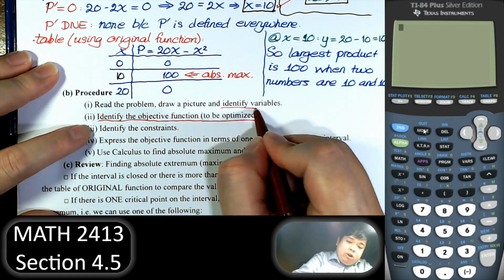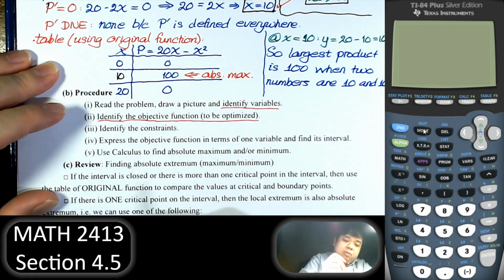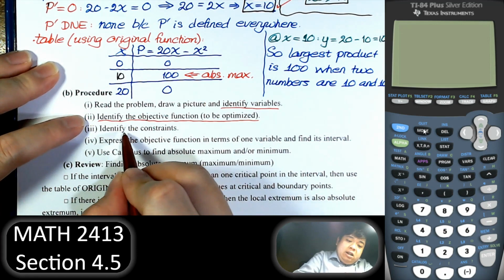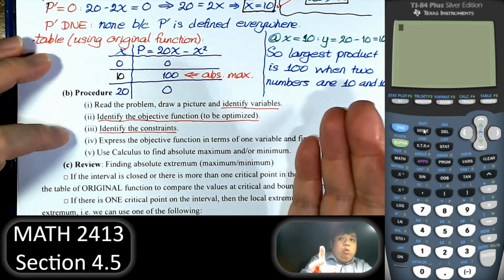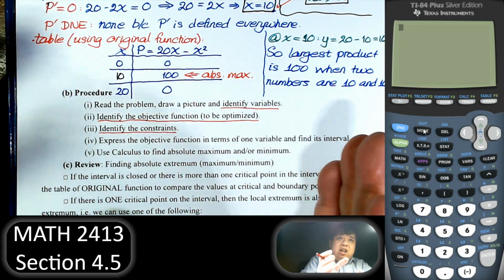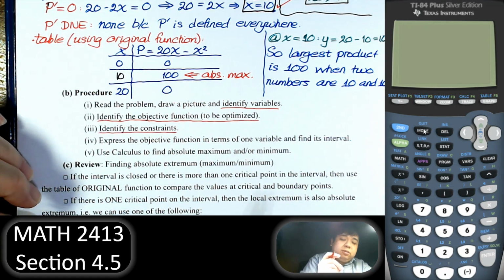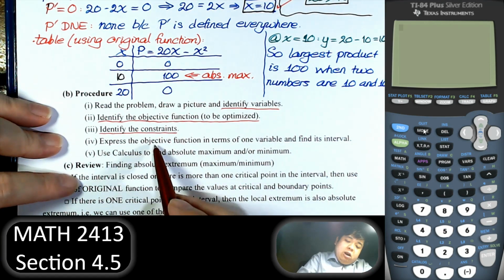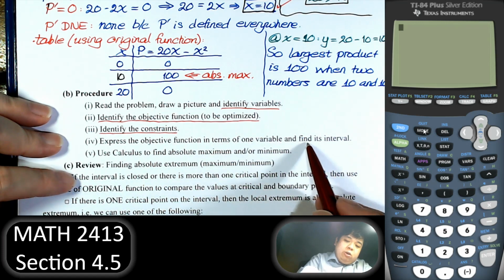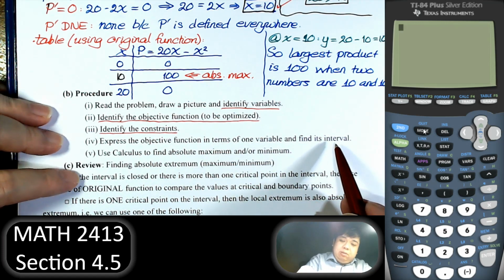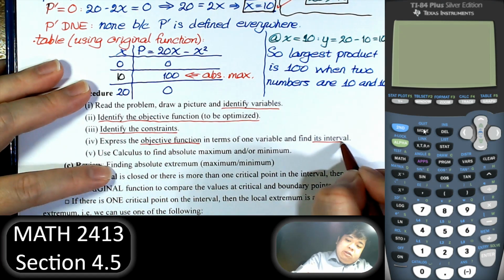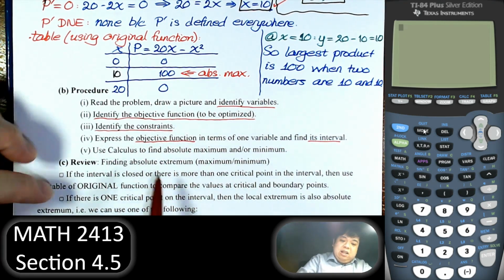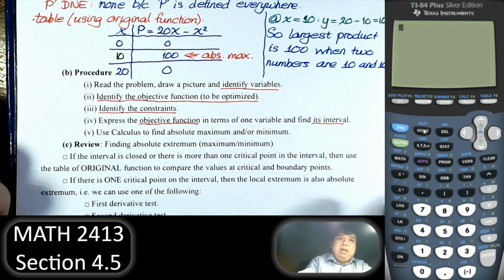Of course, we need the variables, possibly a picture, and then identify the constraint, meaning a closed interval would be very good. If we don't have that, at least an interval. Then express the objective function in terms of one variable and find its interval. So we need a function to be optimized and the interval. And then use calculus to find maximum or minimum.